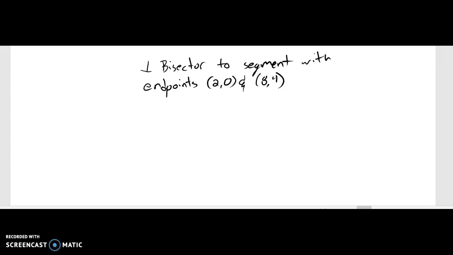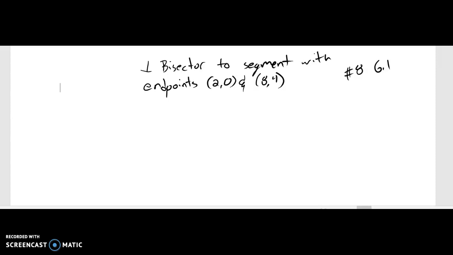Okay, good morning. Some of you have been struggling with number 8 on homework 6.1, so I just wanted to do an example. This isn't the example from number 8, but it is one like that. So let's just go through it.